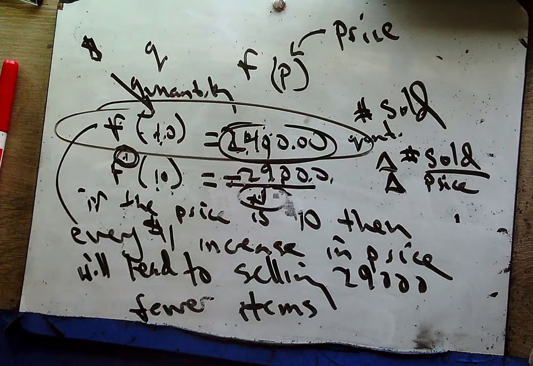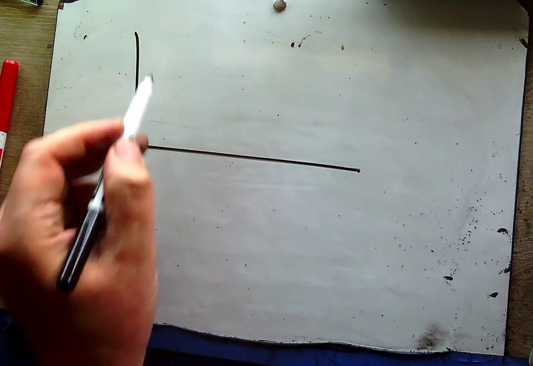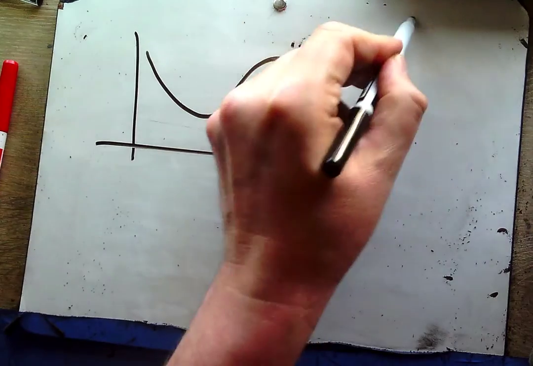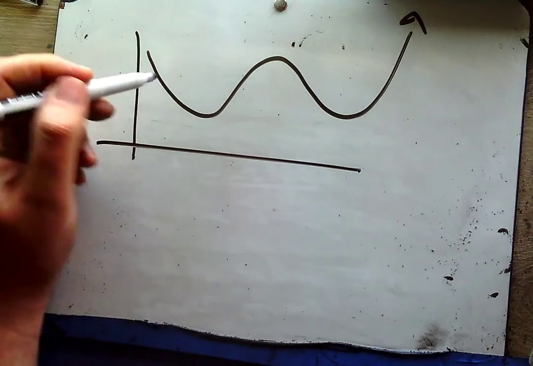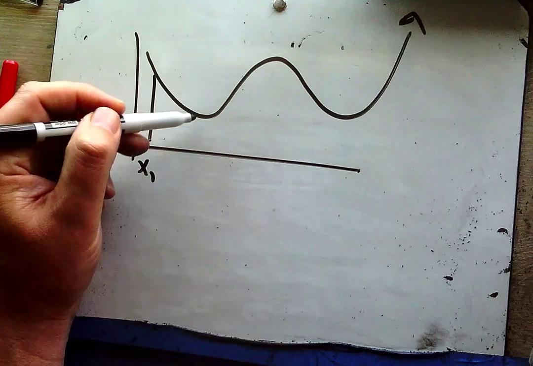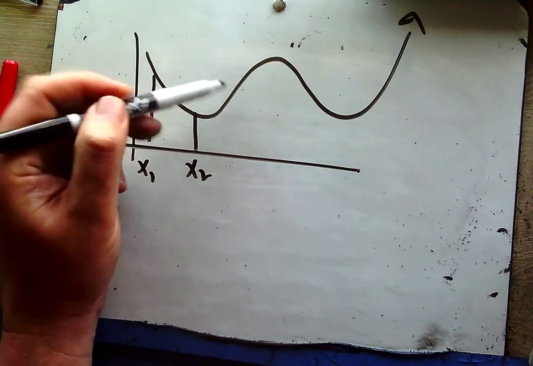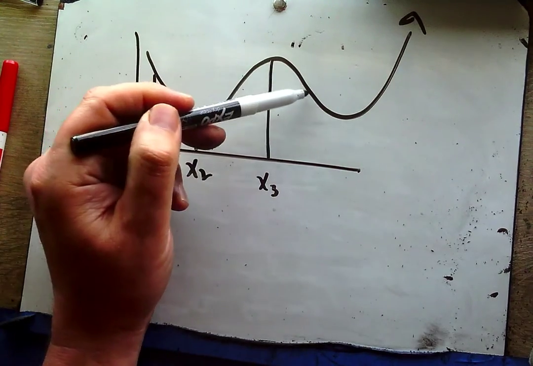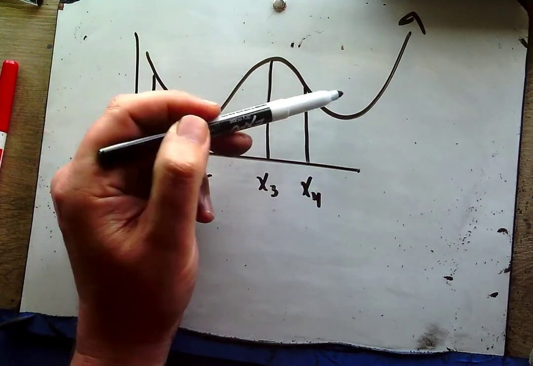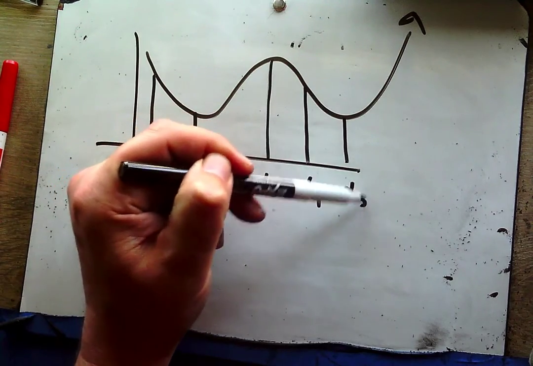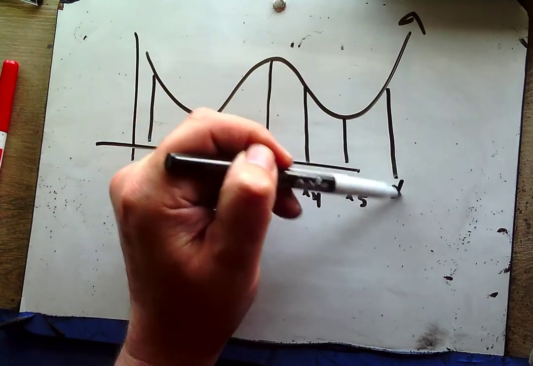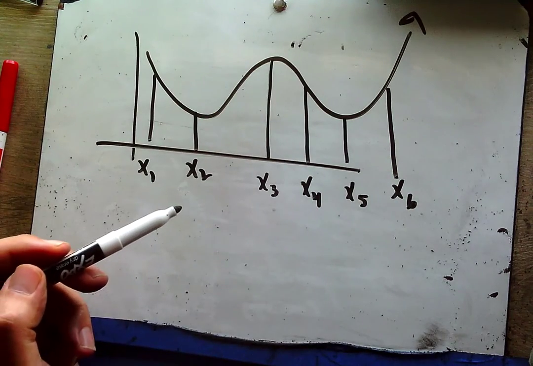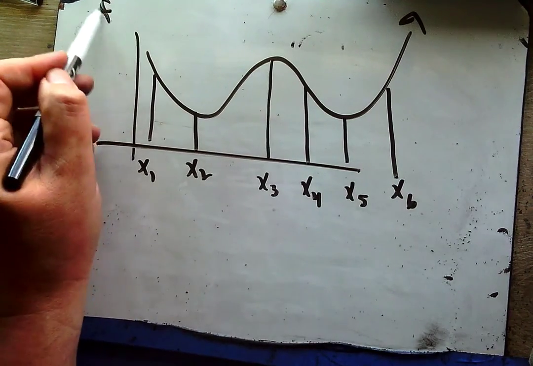Okay? Okay, next. How about problem 16? So problem 16 comes with this graph, and it comes with some marks here, x sub 1, here, x sub 2, here, x sub 3, here, x sub 4, here, x sub 5, and over here, x sub 6. Okay. And this is a graph of f prime.